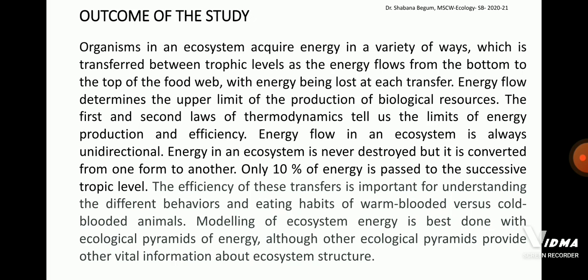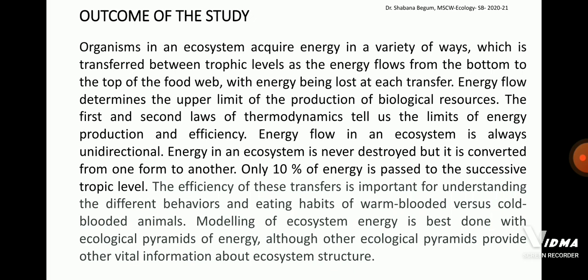What is the outcome of the study? Here you can see the organisms in an ecosystem acquire energy in a variety of ways, which is transferred between trophic levels as the energy flows from the bottom to the top of the food web, with energy being lost at each transfer. Energy flow determines the upper limit of the production of biological resources. The first and second laws of thermodynamics tell us the limits of energy production and efficiency.